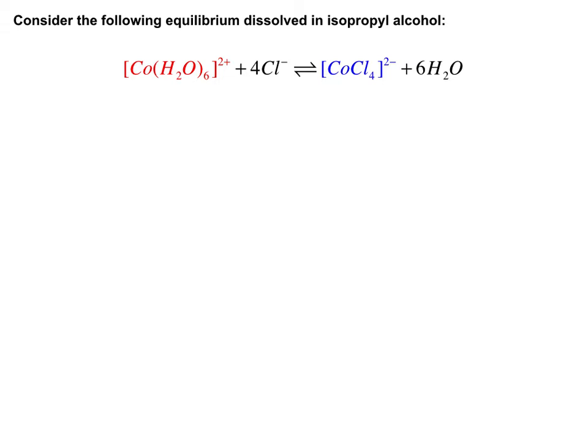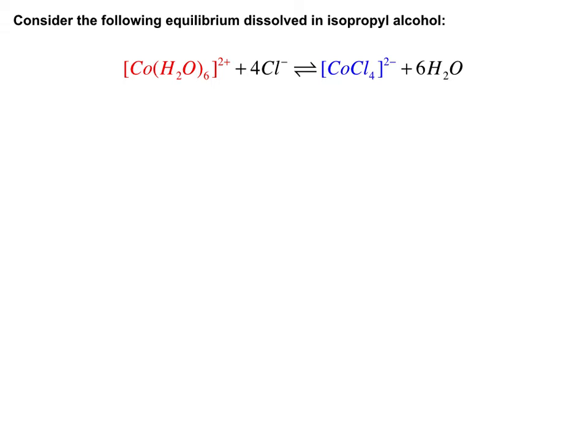So this cobalt water complex is a very pretty red, or it's really a pink color, and this cobalt chloride is a very pretty blue color. So we can actually visually see where this equilibrium lies based on the color of the solution. And when we look at this, we're going to dissolve our cobalt complex in isopropyl alcohol.